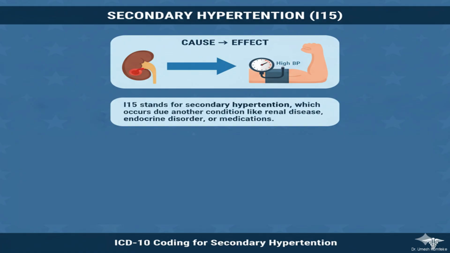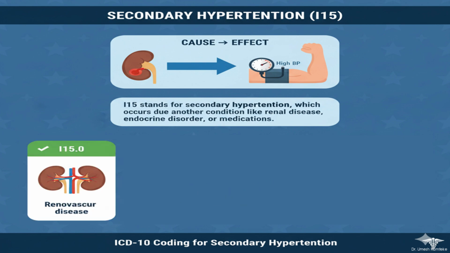Unlike primary hypertension, secondary hypertension is high blood pressure that results as an effect of an underlying cause. Identifying this cause is essential for proper coding and treatment. The I15 series is used when the hypertension is due to another documented condition, such as renal disease, endocrine disorders, or certain medications. The largest categories relate to renal issues.